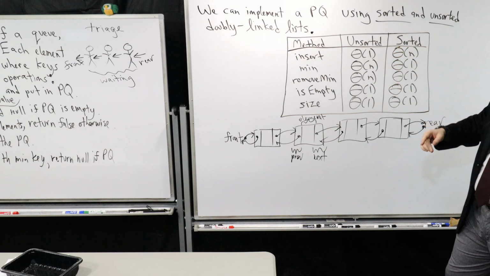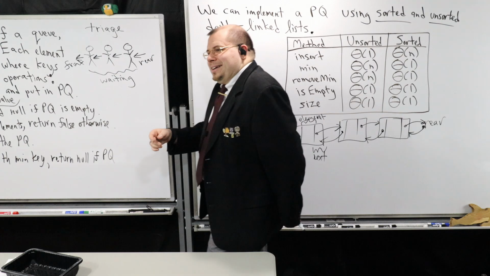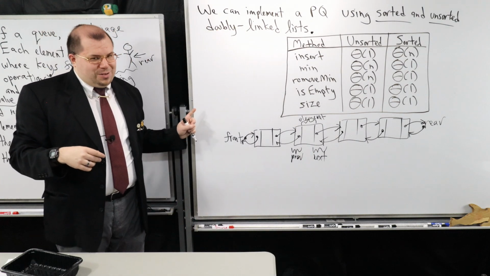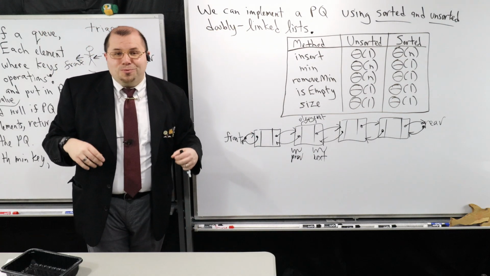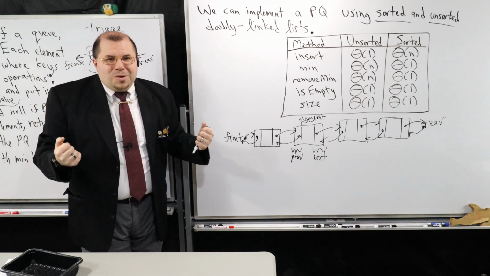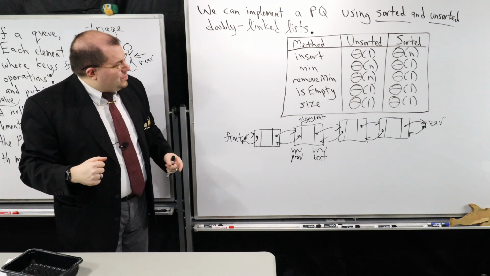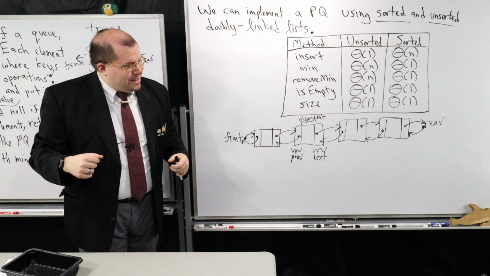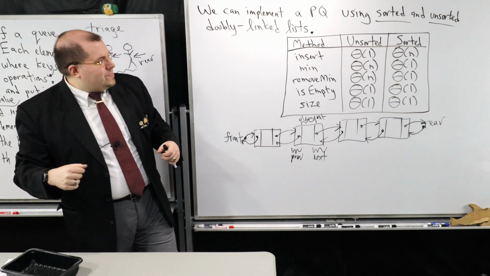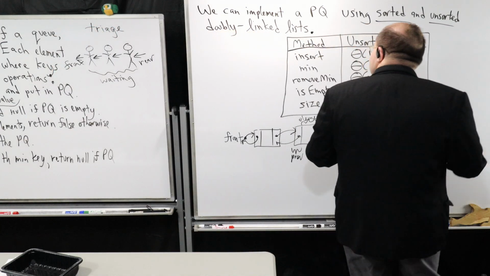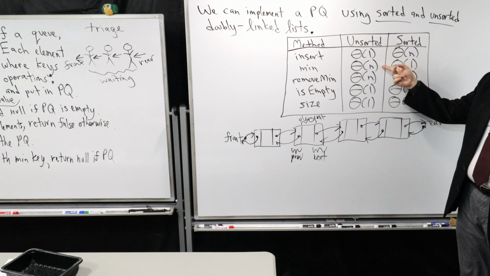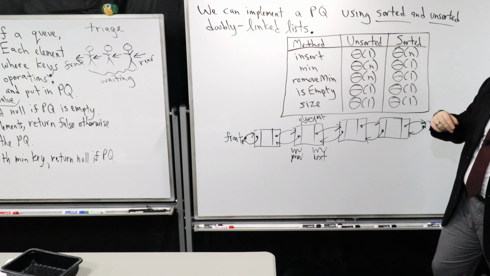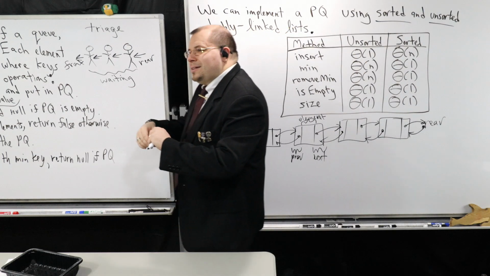However, the penalty is that if it's unsorted, you have to go through all the nodes. You have to traverse the linked list and find the one with the minimum key, right? So you have to traverse through the linked list in the worst case. So notice that requires you to take linear time in the worst case.